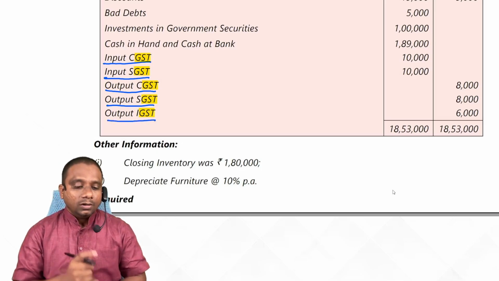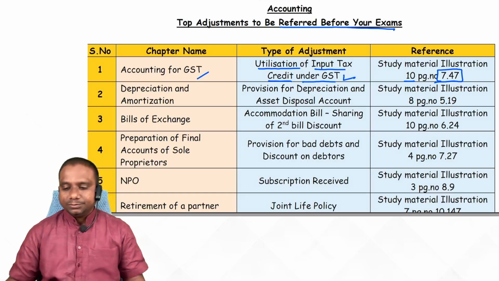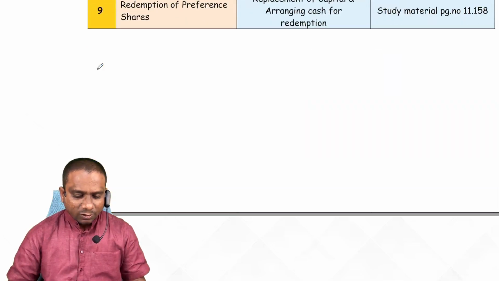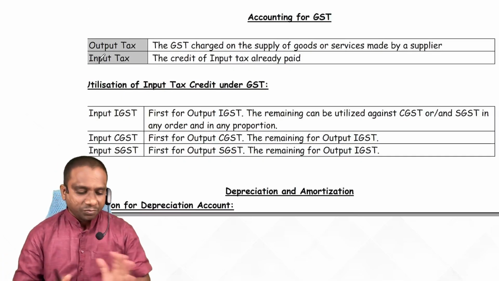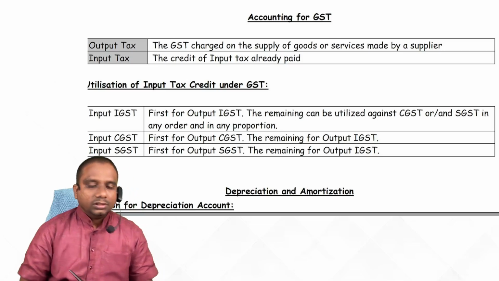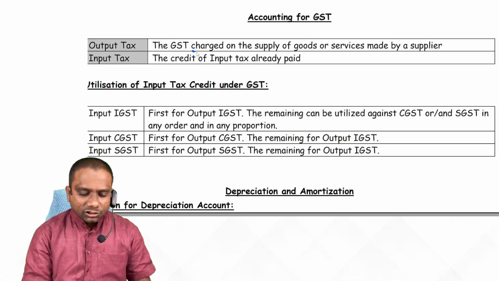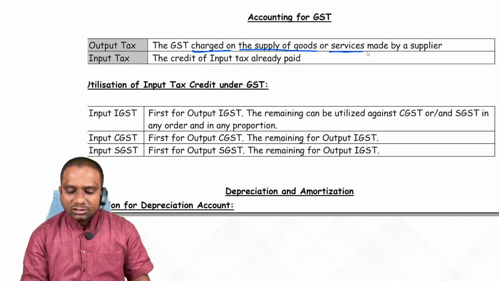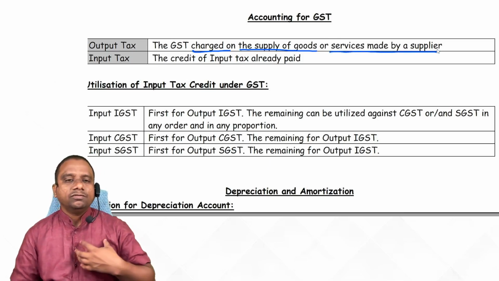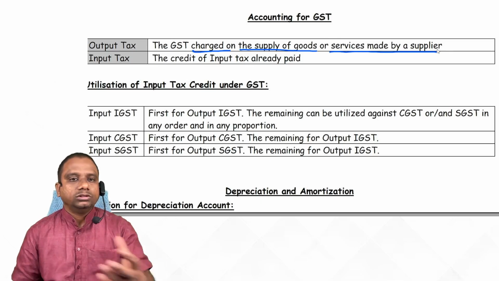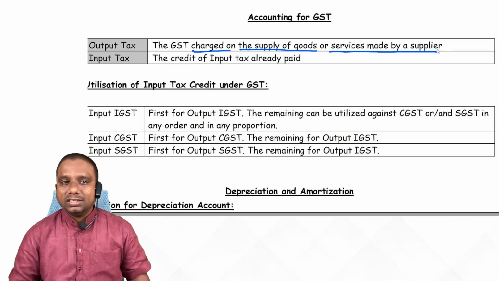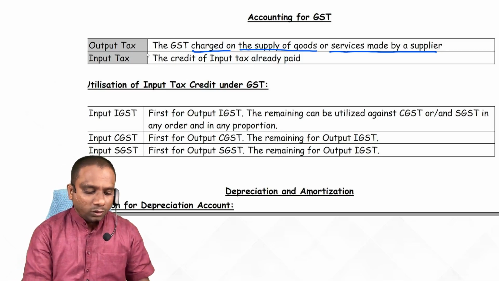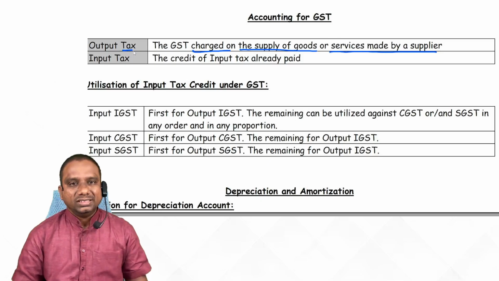Here, what are the GST provisions? I have given some brief explanation of the concept. First, output tax means what? The GST charged on the supply of goods or services made by the supplier. Suppose I am a supplier of goods or services, I will charge some extra amount from the customer, that is nothing but output tax, output GST.